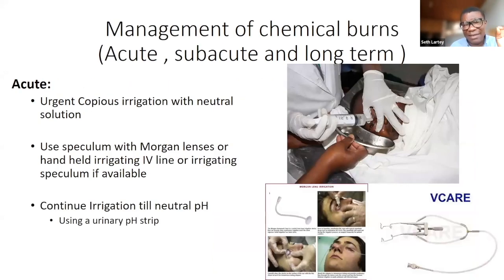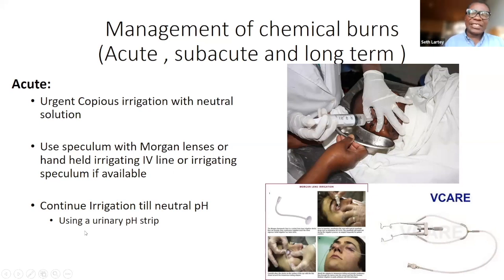How do you manage chemical burns? Acute, subacute, long-term. Always do that. The acute phase is urgent: copious irrigation in any neutral fluid that you can lay your hands on, use it. You may use a speculum if you have it, or a Morgan lens, or handheld irrigation, an IV line, or an irrigating speculum as shown here.